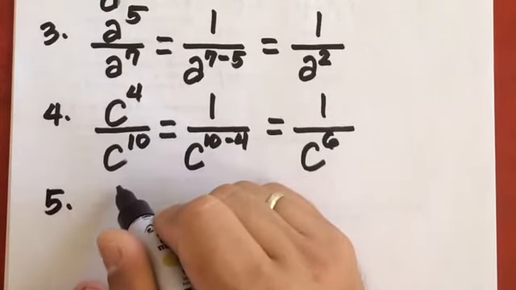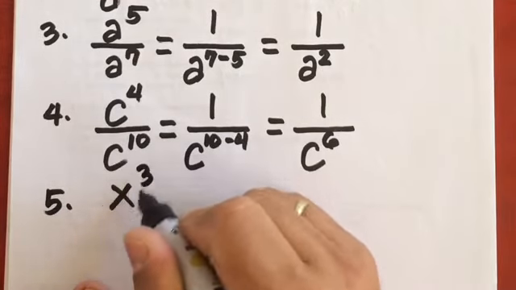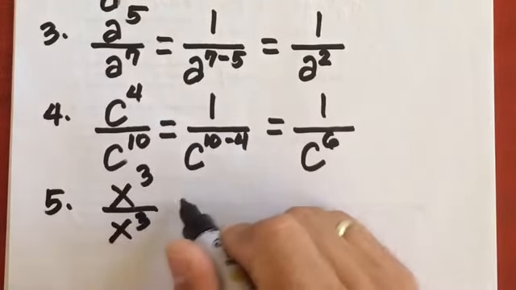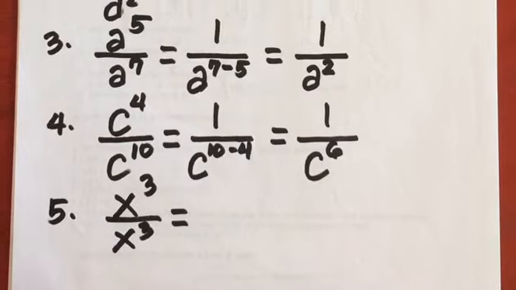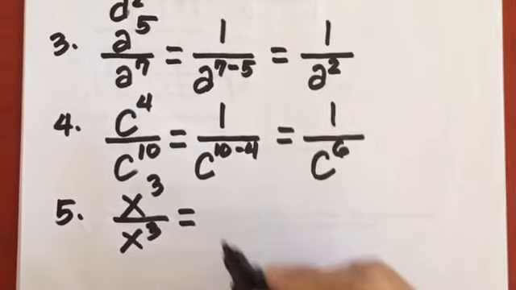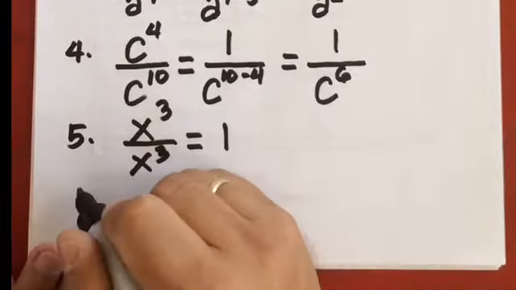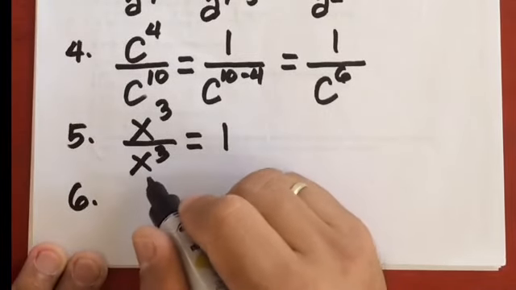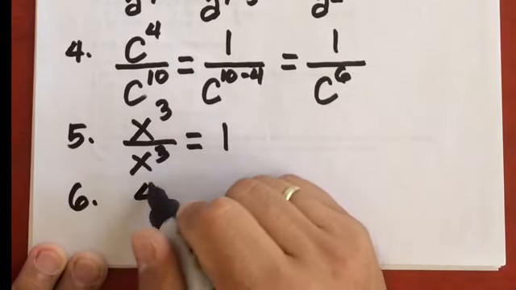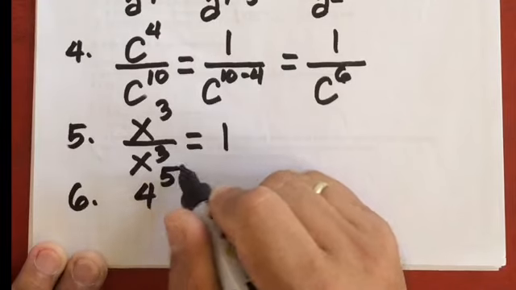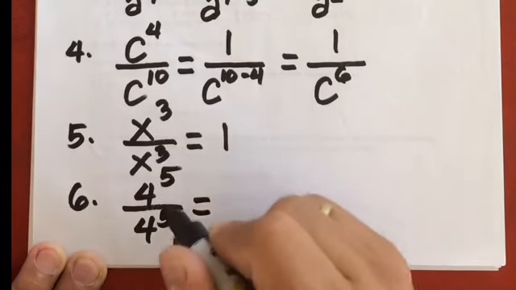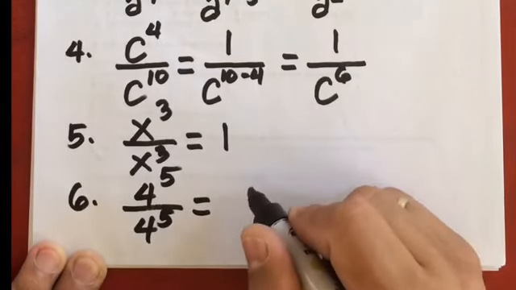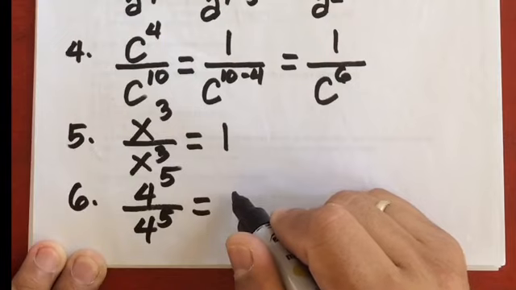Number 5. Let's have x cubed over x cubed. In here, the exponent of the numerator and the denominator is the same. So the answer here will be 1. Number 6. Another example, let's have 4 to the power of 5 over 4 to the power of 5. The same as number 5, they have the same exponents. Therefore, the answer is 1.